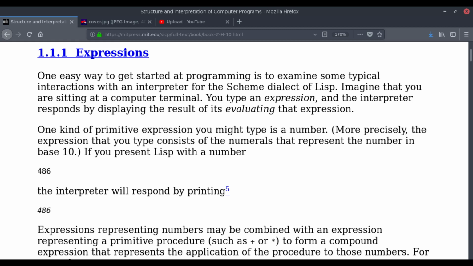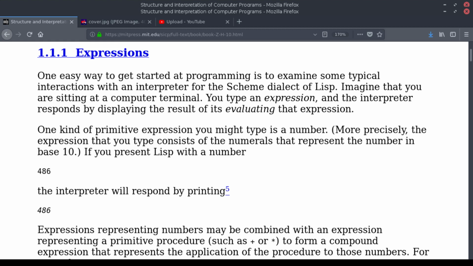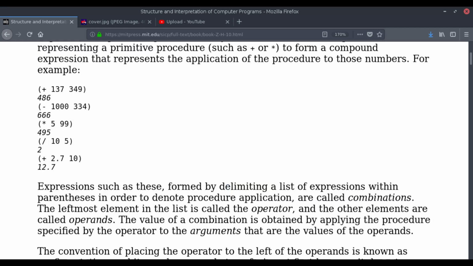For example, if we add 137 and 349, we get 486. Subtract 334 from 1000, and we get 666. Multiply 5 and 99 is 495. 10 divided by 5 is 2. And if we add 10 and 2.7 we get 12.7.